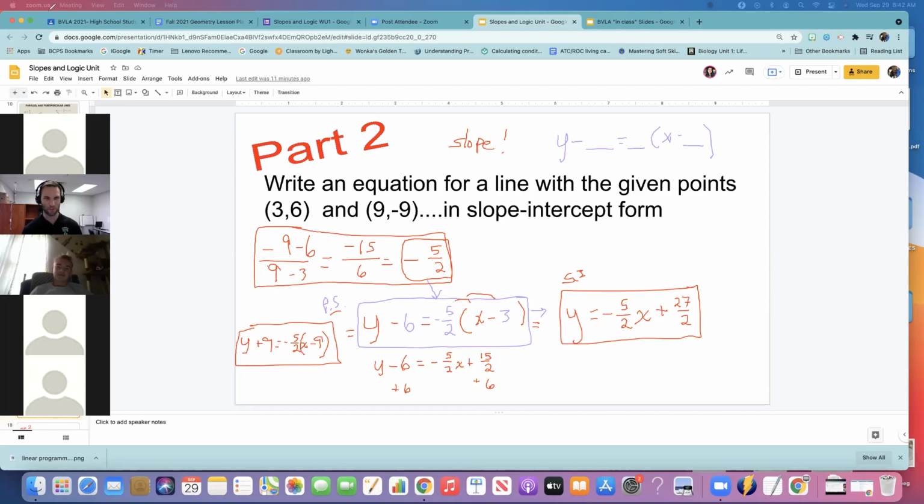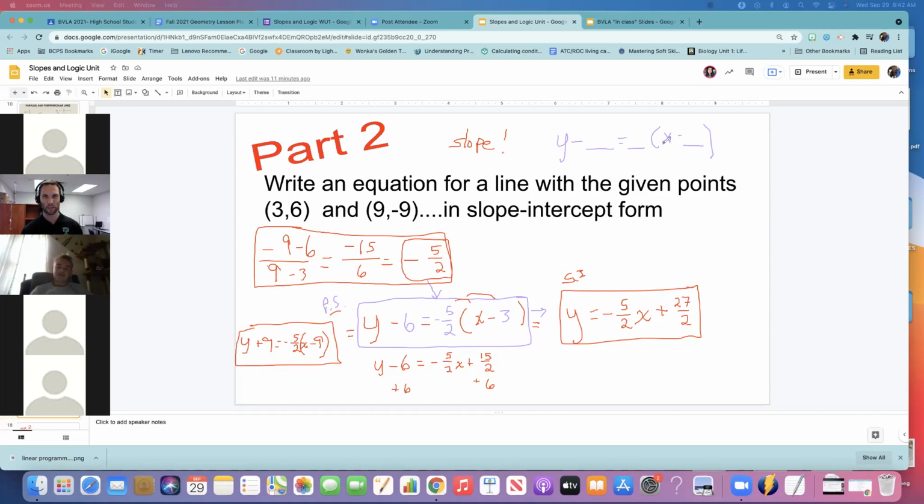This is where kids are struggling to get. Once they get this, then they just write this: y minus blank equals blank times x minus blank. And then they just plug in boop, boop, boop, number. That's it. Okay. Now you should know this is point slope form.